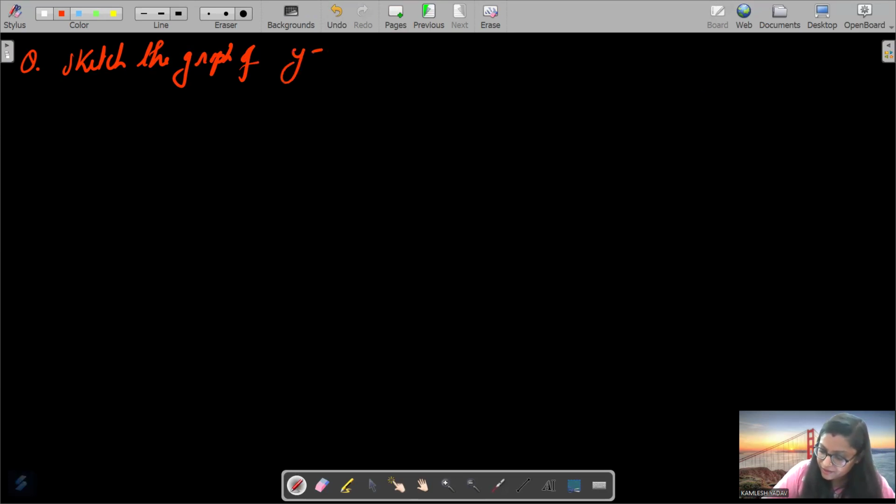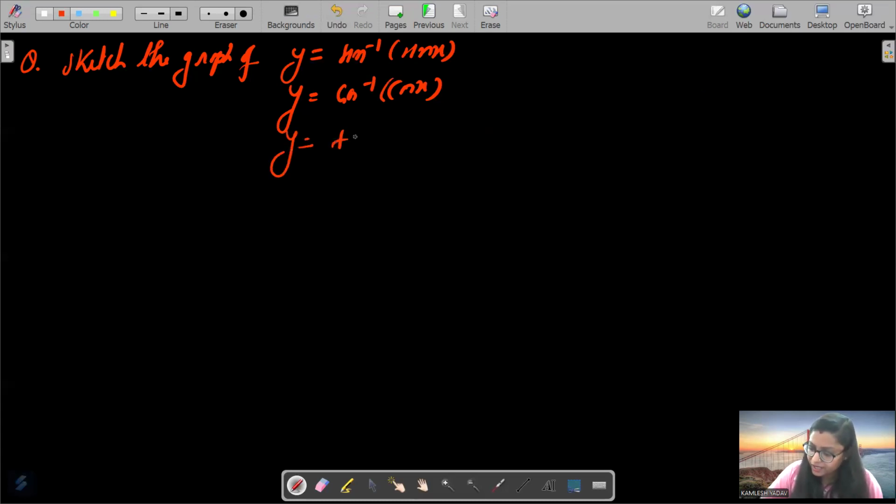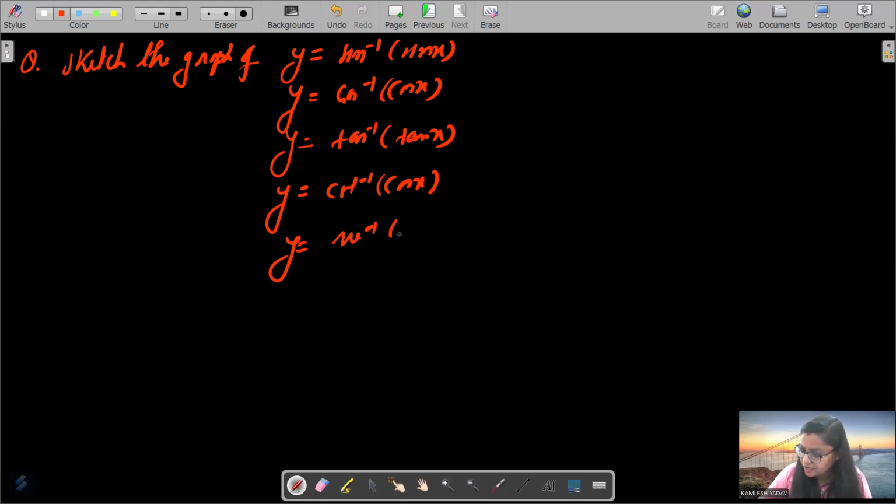Okay, so let us start. The question is: sketch the graph of y is equal to sine inverse of sine x. Second question is cos inverse of cos x. Next one is y equal to tan inverse of tan x. Y is equal to cot inverse of cot x. Y is equal to sec inverse of sec x, and y is equal to cosec inverse of cosec x.